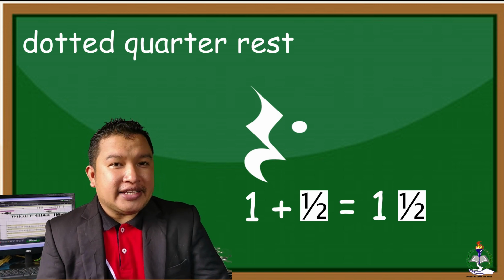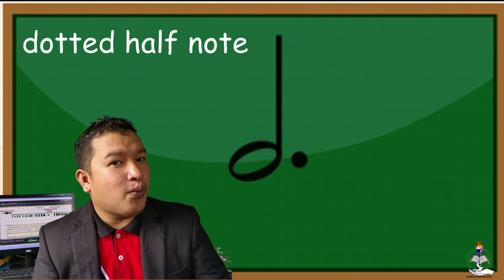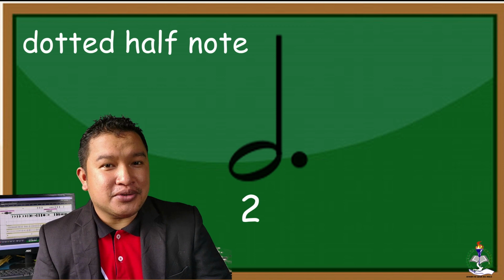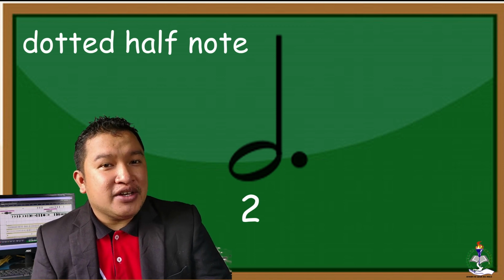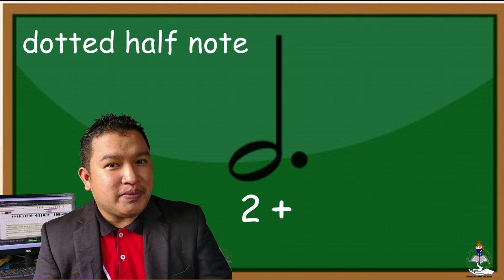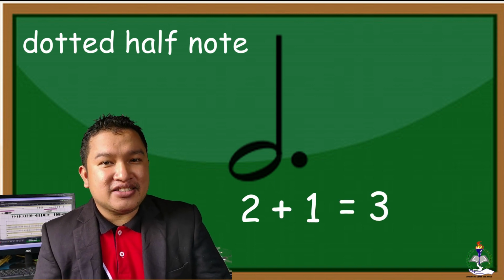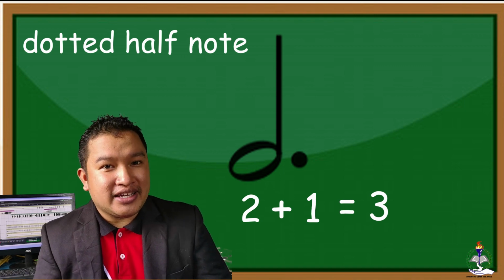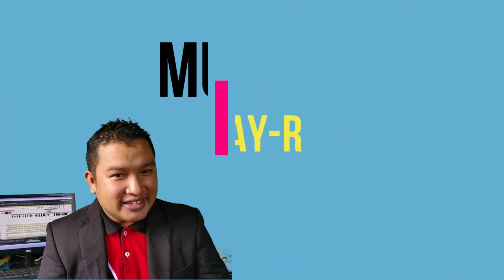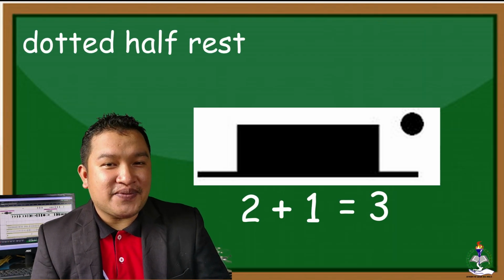On the other hand, the value of a dotted half note is 3. Why? Because the value of a half note is 2 and the dot is 1/2, so the half of 2 is 1, so that sums up to 2 plus 1 equals 3. That's why the value of a dotted half note is 3. Did you understand? Okay. The same value is applied to a dotted half rest.